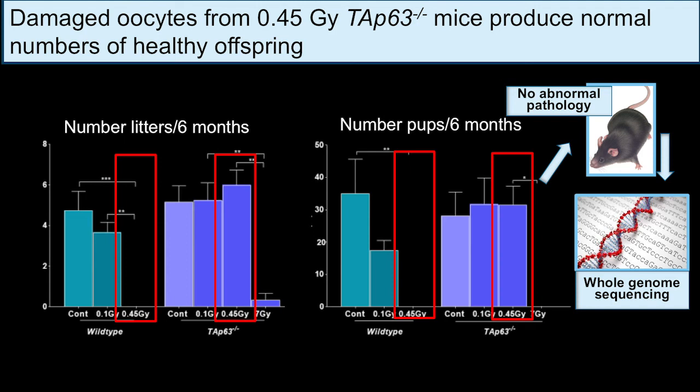We've gone on to look at all of the histopathology from all of the offspring from these animals, and that includes all of their organs, and we found no abnormal histopathology. And we're currently in the process of doing whole genome sequencing on these offspring, and we've got about 8 animals done, and we're in the process of doing the remaining now, so hopefully I'll have that data for you soon.